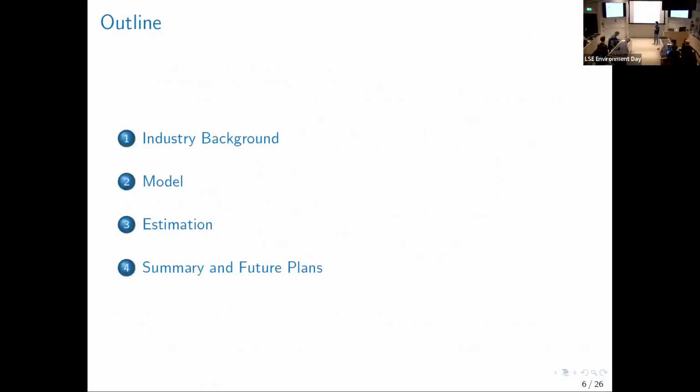So I will be briefly talking about the industry background and the data I used. And then I will explain a very high-level model without any detail. And then I will go to key estimation results.